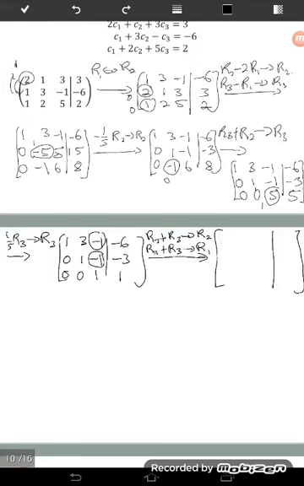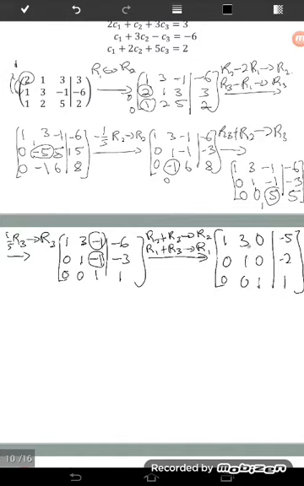Okay, so for row number 1, row number 1 plus row number 3 and put it back at row number 1. So 1 plus 0, 1. 3 plus 0 is 3, negative 1 plus 1, 0, negative 6 plus 1, negative 5. And then second row plus third row, 0 plus 0, 0, 1 plus 0, 1, negative 1 plus 1, 0, and negative 3 plus 1 is negative 2. And here is 0, 0, 1, 1.